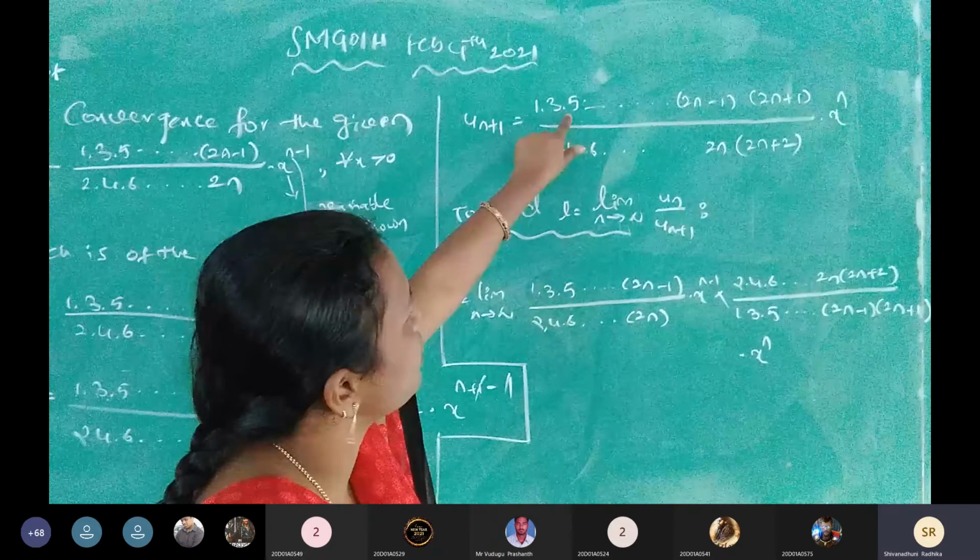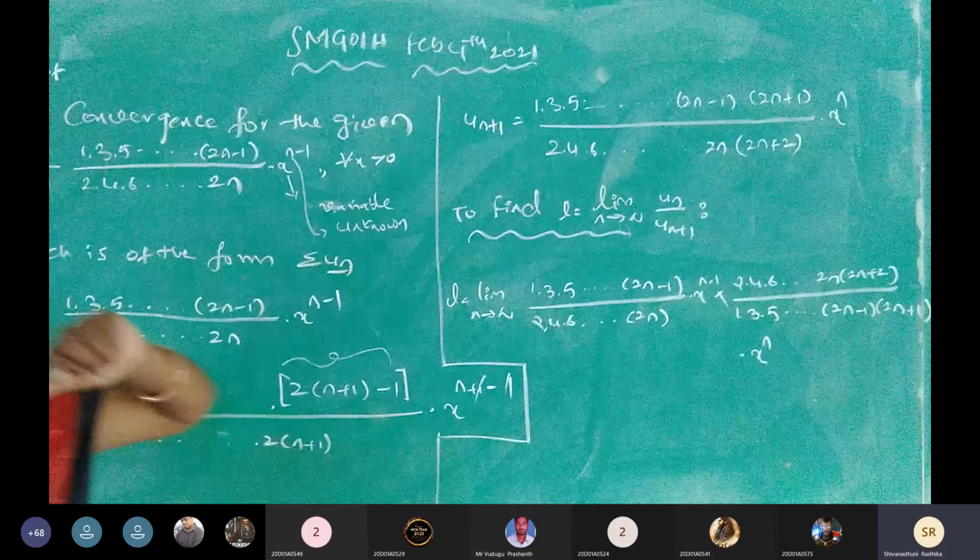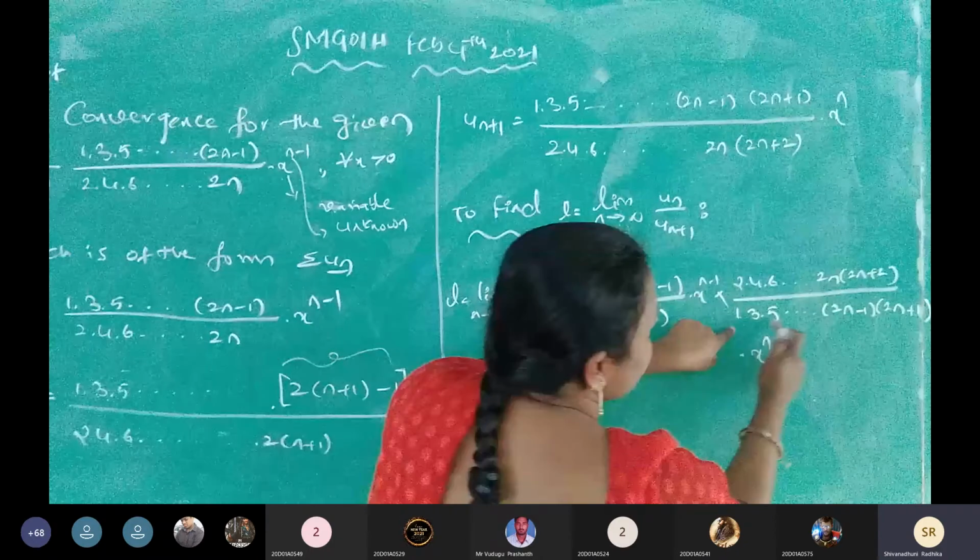Why? Because the fraction part is in the denominator, we have to change the numerator as the denominator and the denominator as the numerator. It is clear? And x to the power of n is multiplied to the 1 into 3 into 5. So 1 into 3 into 5 is multiplied here also by x to the power of n. It is clear?